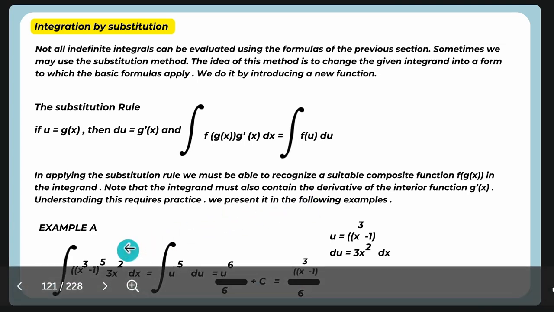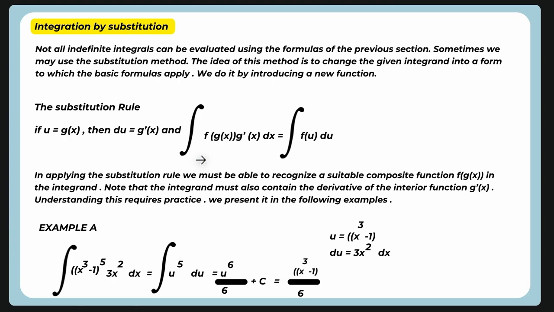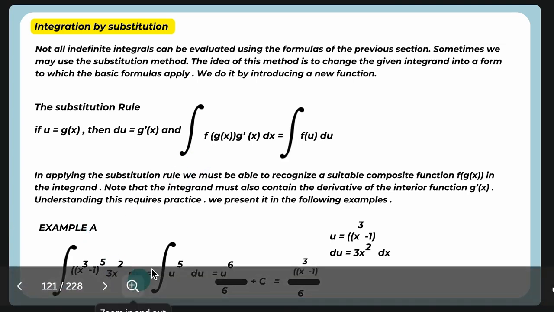So this is example A. This is your u, which is x cubed minus 1. So your du, as a derivative, is 3x squared dx. So this is your example A, which is the integral of (x cubed minus 1) to the power of 5 times 3x squared dx. So you have the integral of u to the power of 5. You can see that your u, your g of x, is x cubed minus 1, and your du, which is basically the derivative, would be 3x squared dx. And this is how you write it.